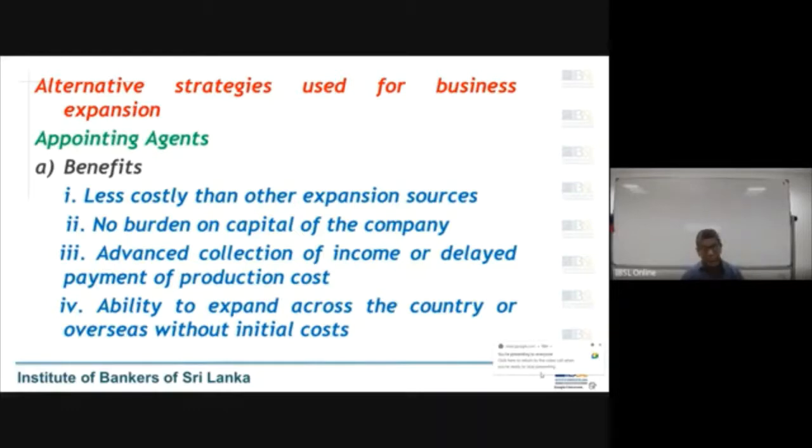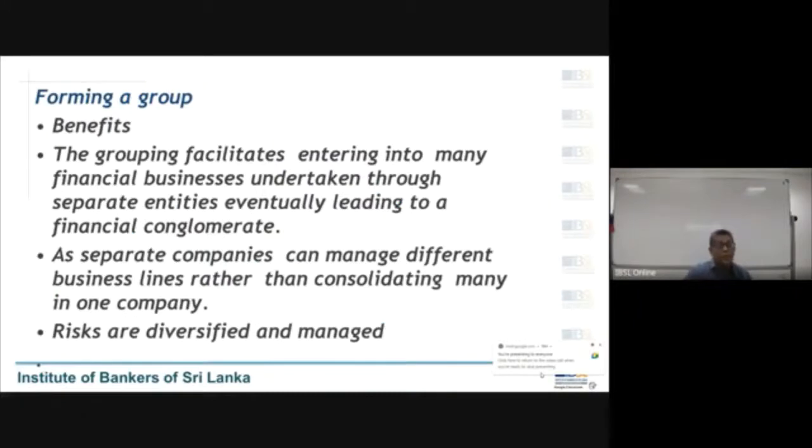Banks are doing it, but there are benefits as well as negatives. I just give you some points to be considered. By appointing agents, you improve your business inclusion and improve your density, right? You can use it for business expansion, but we need to look at the benefits and the cost of appointing agents. Appointing agents can also be considered a market development activity. Or sometimes we can come up with forming a group.